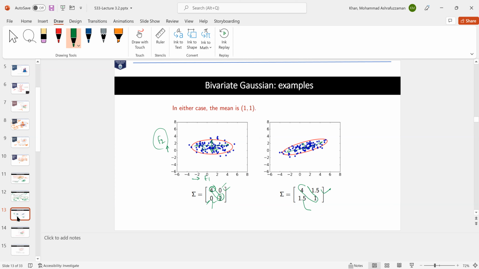That means these 2 features are not independent. They are somehow related, and these numbers are telling us the magnitude of that relationship. And that's why we see the ellipse now is a little bit tilted. So basically the tilt, this angle, is telling the magnitude of the relationship.